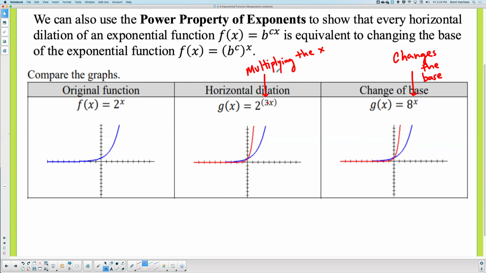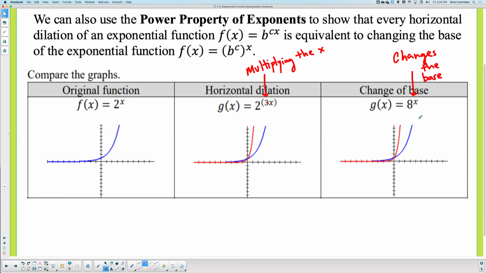So the definition of exponential is not multiply the x, change the base of y. That's not the definition. The definition of exponential is that it's proportional. Adding x's, multiply the y's. But if you wanted to multiply the x's, that changes the base. That's what it does.